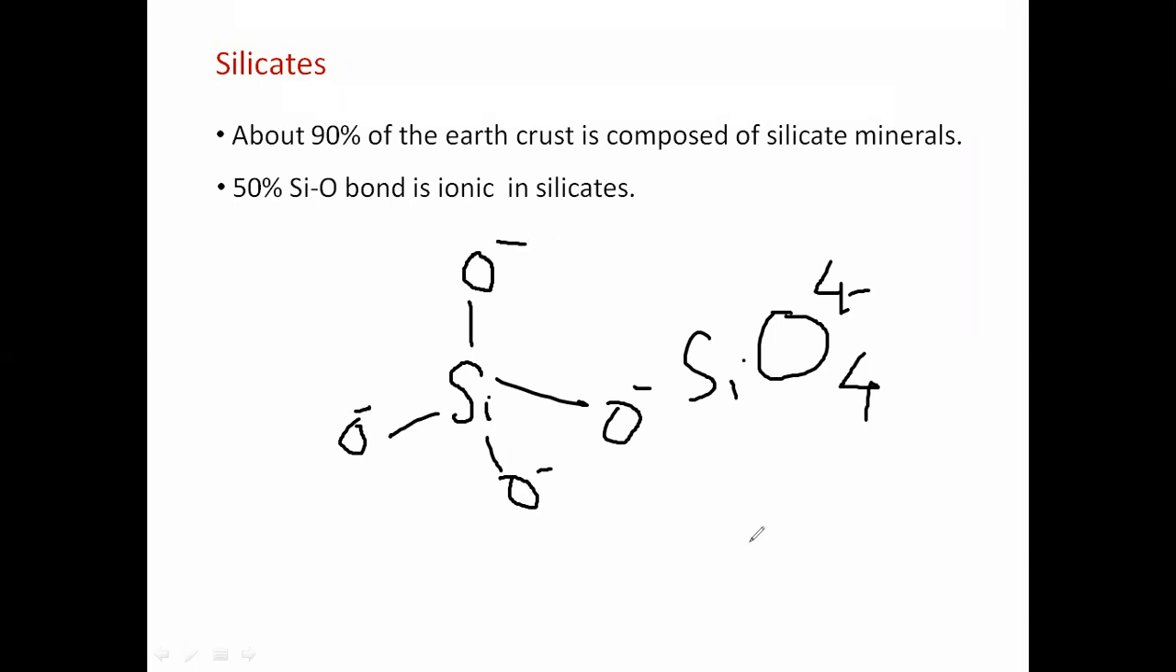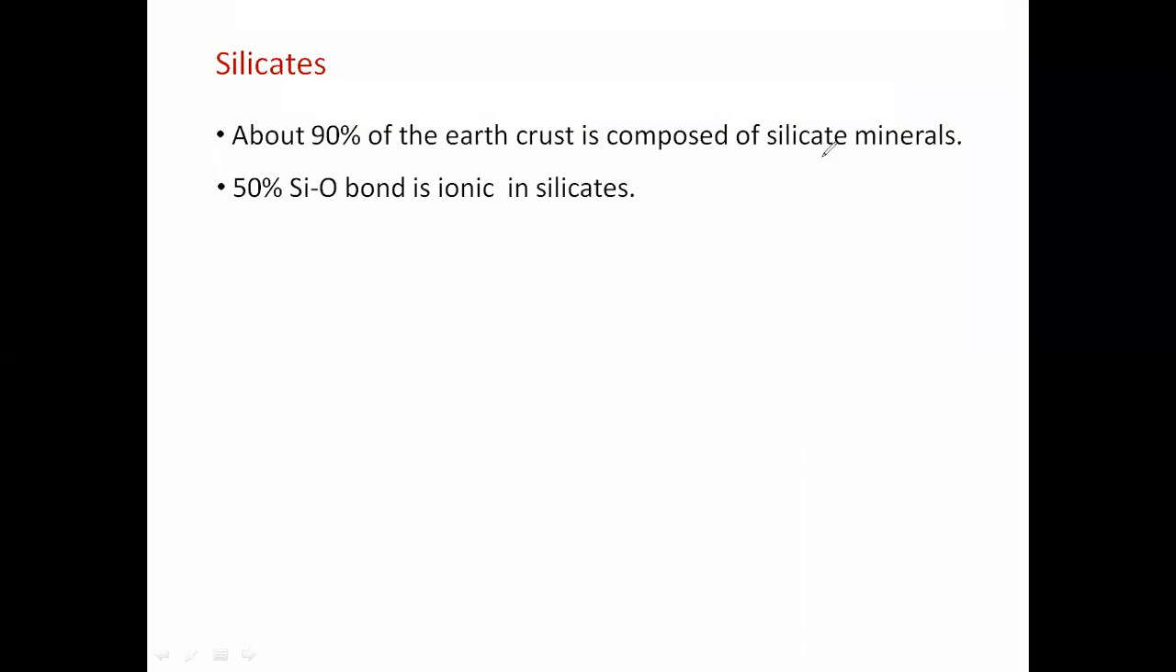Now, can anyone tell me what is the hybridization of Si? You just count the sigma bonds: 1, 2, 3, 4, which is sp3 hybridized. So Si is sp3 hybridized in silicate. SiO4, 4 minus is the simple unit of silicate.